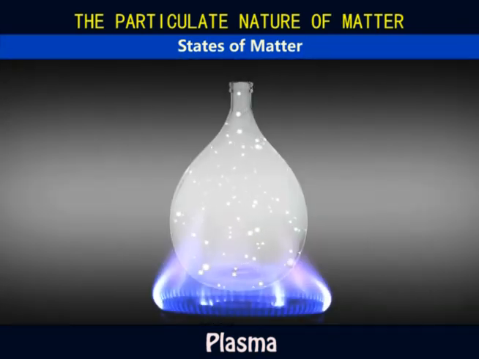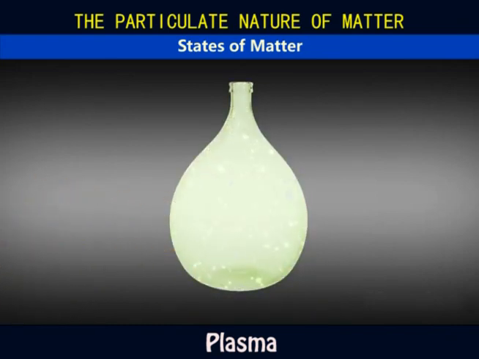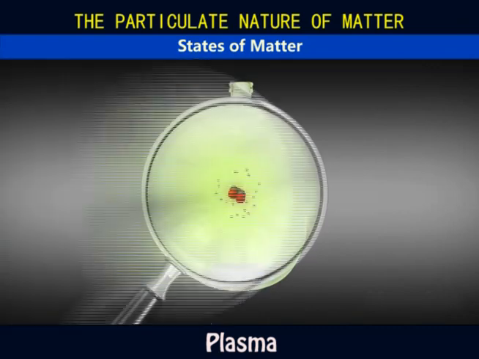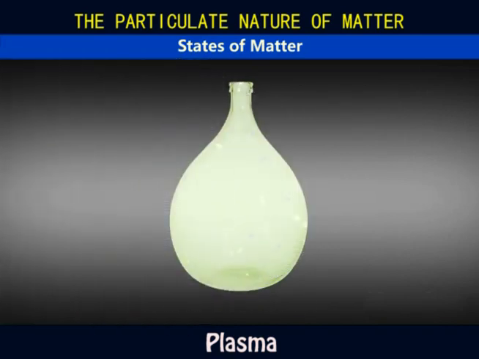Plasma is created when a gas is either exposed to very high temperatures or when a high voltage electricity is passed through it. The heat or electricity makes the atoms in the gas move so quickly and collide violently with each other that electrons are knocked out of the atoms. Because of the way they are created, plasmas are sometimes called ionized gases.